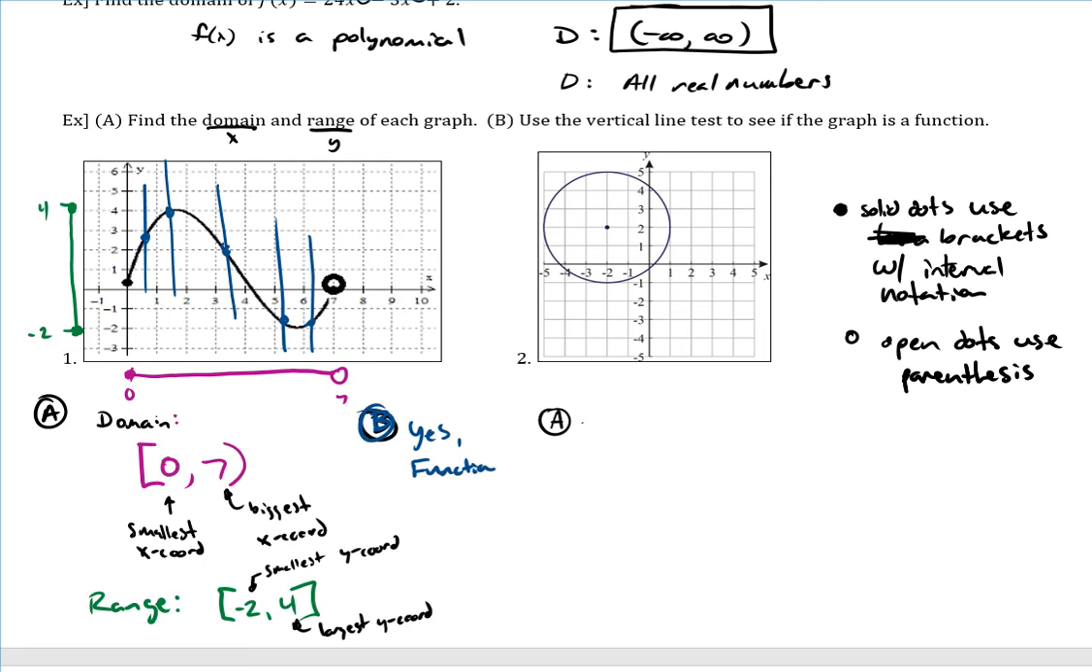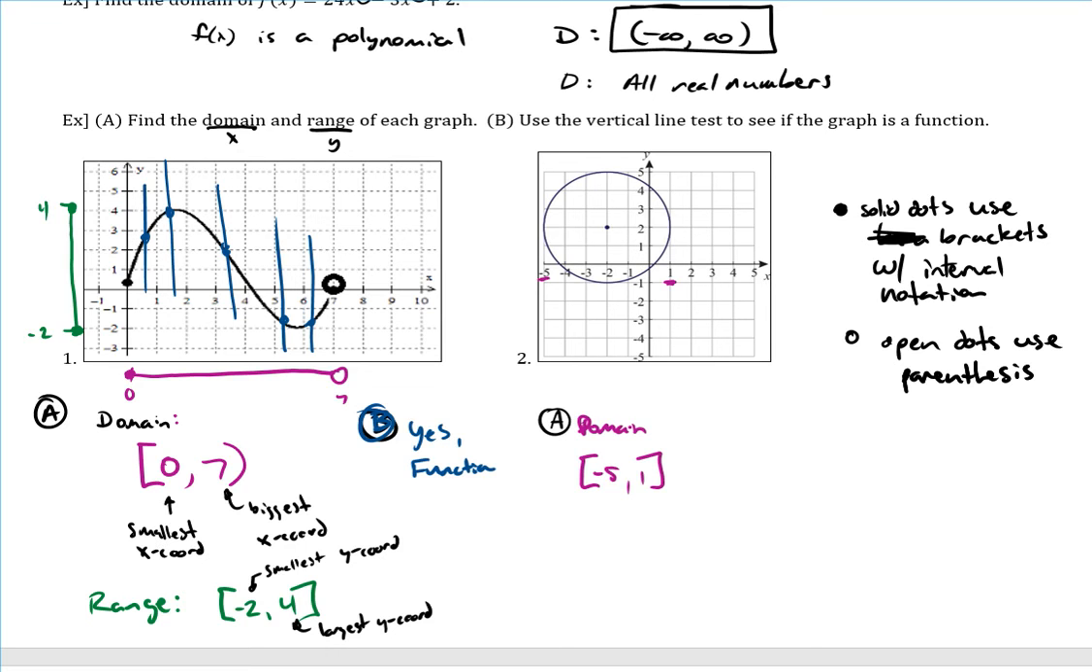Okay, so our domain, let me do this in purple again. Let's use the second way that we said: the smallest x coordinate to the biggest x coordinate. My smallest x coordinate looks like it would be at -5 on the very far left of my circle. And then I have all x coordinates until I get to 1. So it looks like it'd be -5, 1. And they each get a bracket because there's no open dots. We assume that there are solid dots only. So that's our domain.